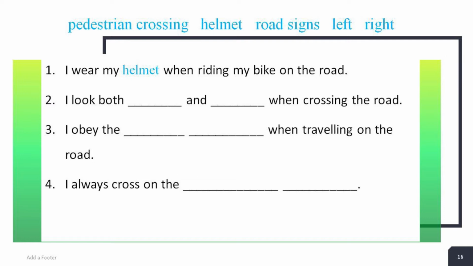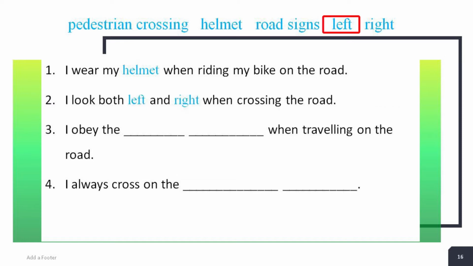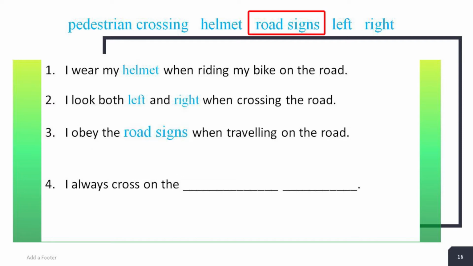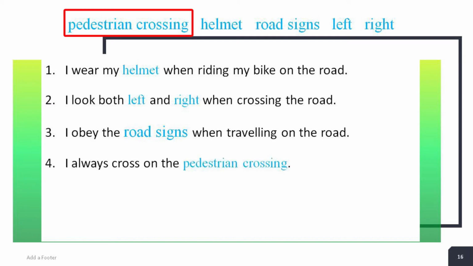Sentence number 2. I look both dash and dash when crossing the road. I look both left and right. Very good, when crossing the road. Number 3. I obey the dash when traveling on the road. I obey the road signs, indeed, when traveling on the road. And our final sentence, I always cross on the dash. I always cross on the pedestrian crossing. Way to go, boys and girls.